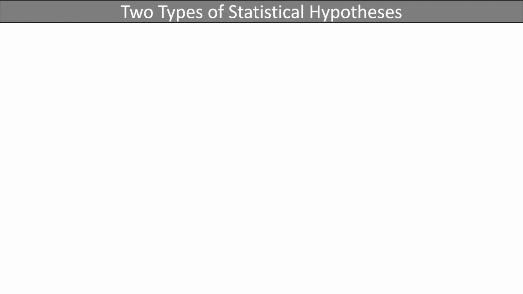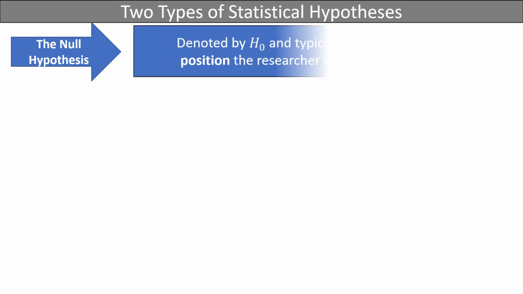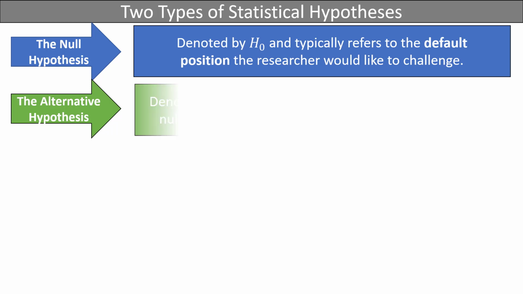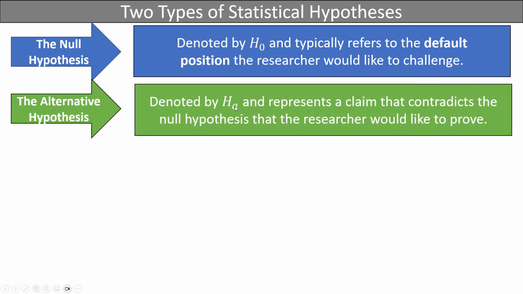Let's summarize some of this information. There are 2 types of statistical hypotheses. First, we have what is called the null hypothesis. Oftentimes, you will denote the null hypothesis with a capital H with a subscript 0. And this is typically going to refer to the default position that the researcher might want to challenge. On the other hand, we have the alternative hypothesis, which is denoted by a capital H with a subscript A, or sometimes a capital H with a subscript 1, which represents a claim that somehow contradicts the null hypothesis that the researcher would like to prove. Sometimes the alternative hypothesis is called the research hypothesis.